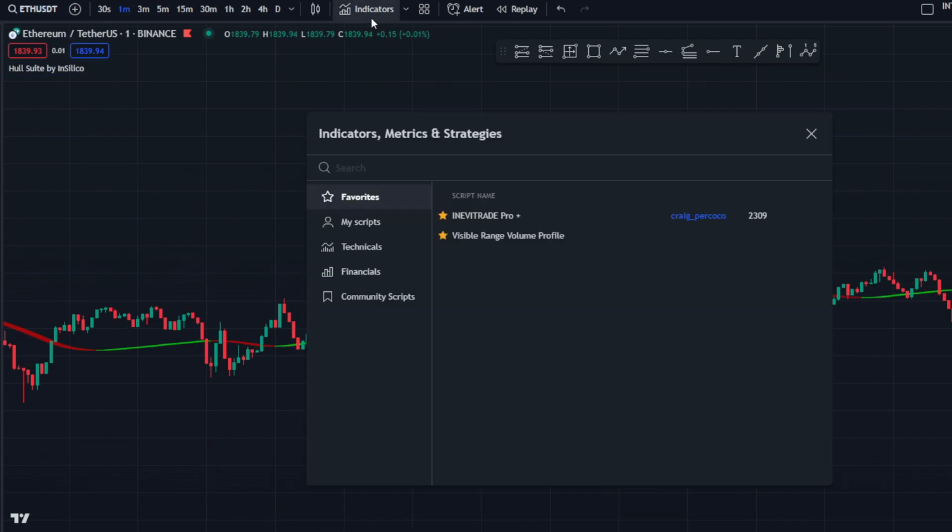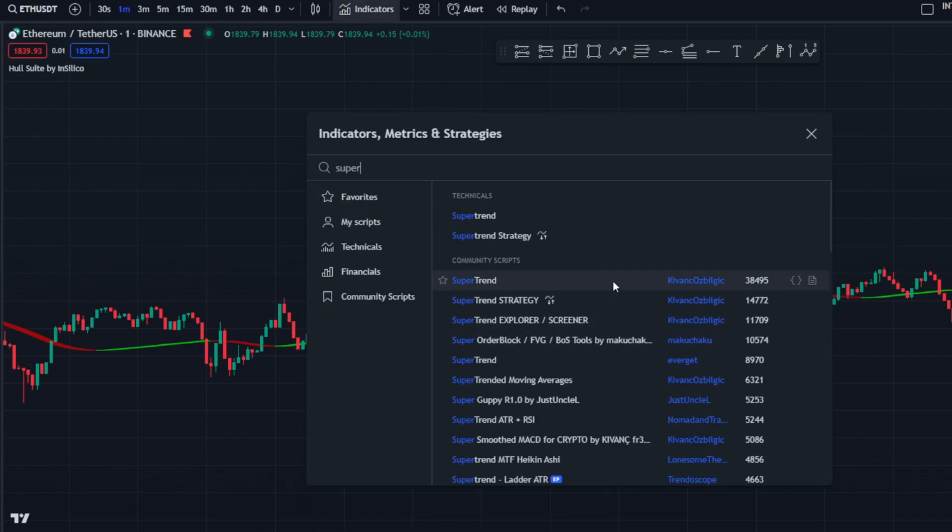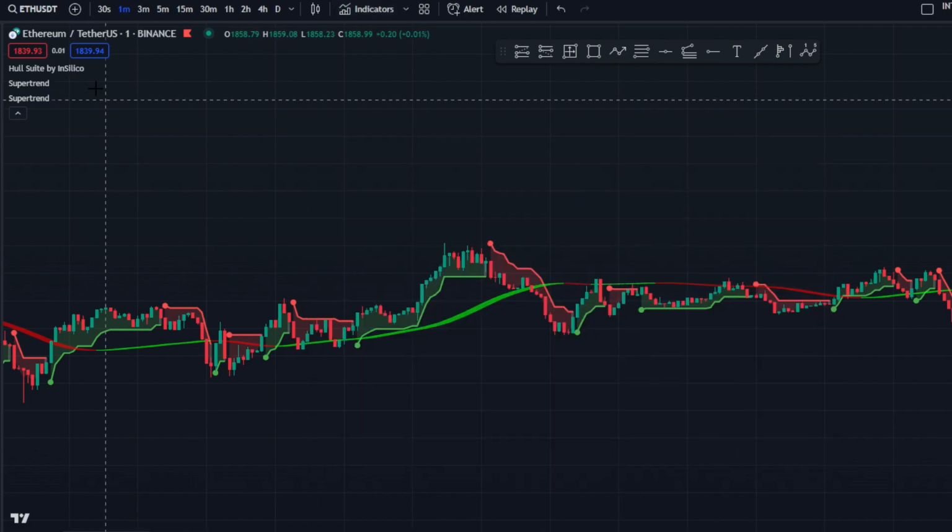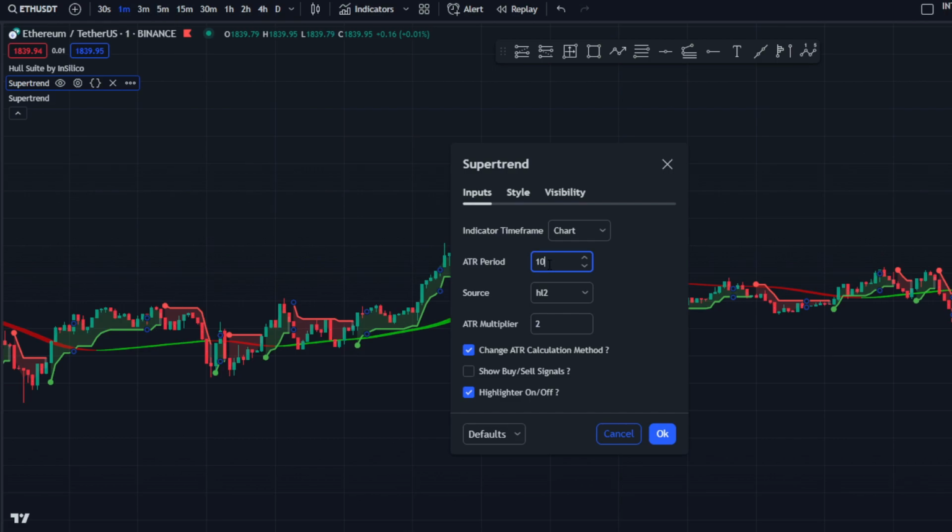Next, you're going to be using the Supertrend indicator. You're going to use the third one on the screen by Keybench with the 38,000 clicks. For this, you're going to change certain things. For the first setting, change the ATR period to 11. The second setting, change the multiplier to 3.